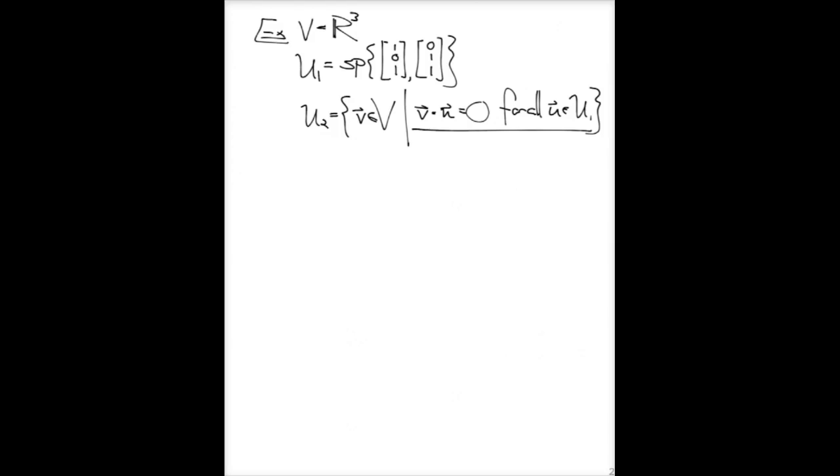So what do these collections look like? Well, U1 in this case is the span of two linearly independent vectors. You can verify for yourself that this vector and this vector are in fact linearly independent. So the span of those two vectors gives us a two-dimensional plane inside of R3.